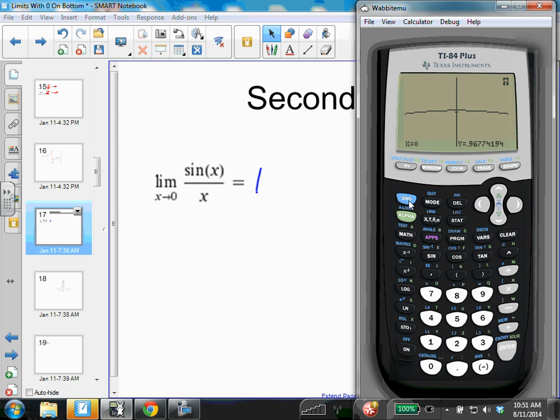Everybody do this. Hit second graph and come up with a table, okay? You can see when I went to my table, immediately at 0, it says error, right? Everywhere else, I got numbers, no problem. On the graph, it may look like the line goes straight through that point, 0, 1, and it actually exists there, but in reality, it doesn't. It's not until you go to the table that you can see there's actually nothing there.